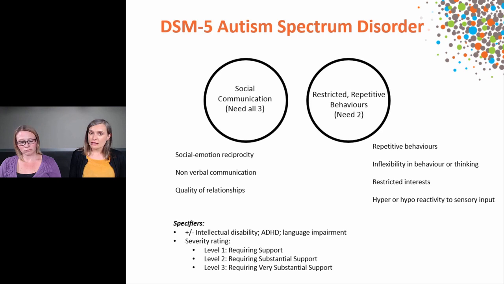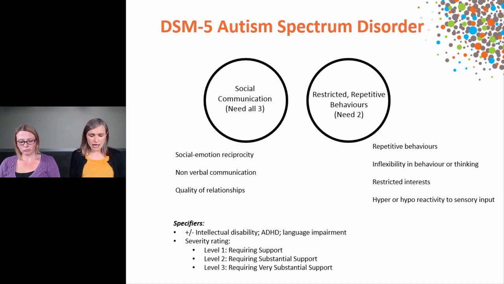Taking a look at restricted and repetitive behaviours, there's four criteria that we're interested in there, and a person would need two of them in order to receive a diagnosis, again, present in the developmental period and currently. So thinking about repetitive behaviours, that again will look quite different for younger children than it will for adolescents and young people.